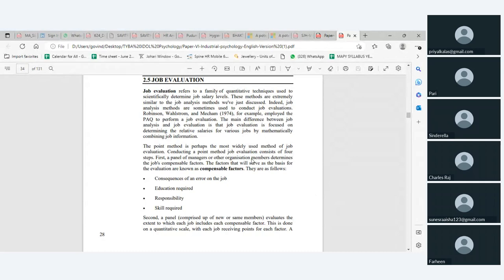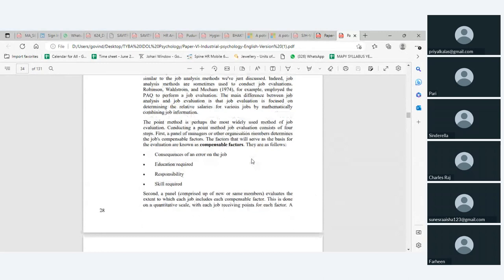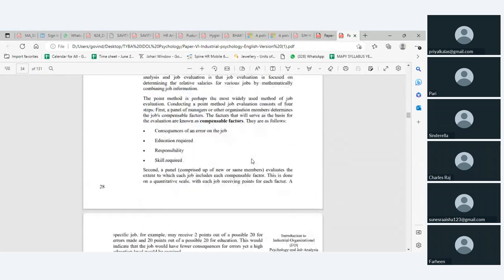So any job analysis is incomplete without job evaluation. Job evaluation has to be there. In job evaluation, we try to find out if anybody makes any kind of mistake in the job, that is, an error. So what will be the outcome? That is called the consequences of error on the job.